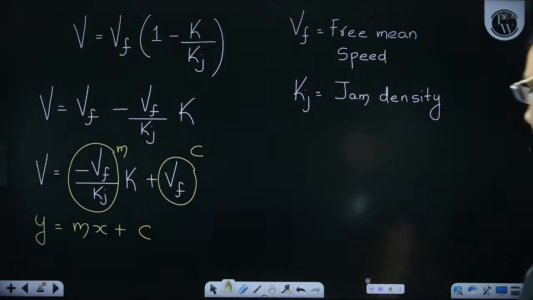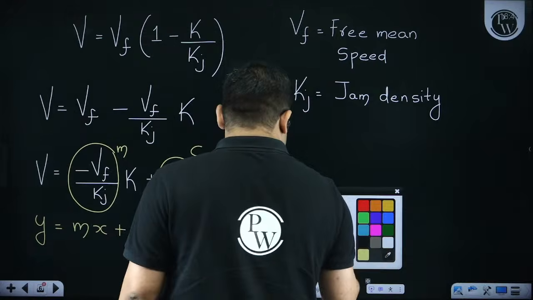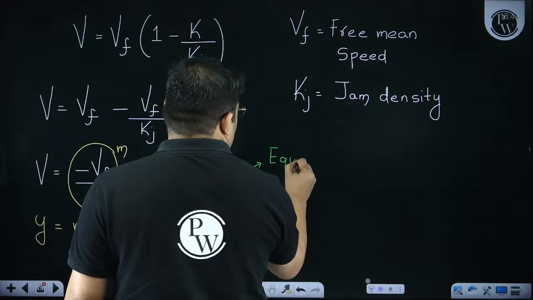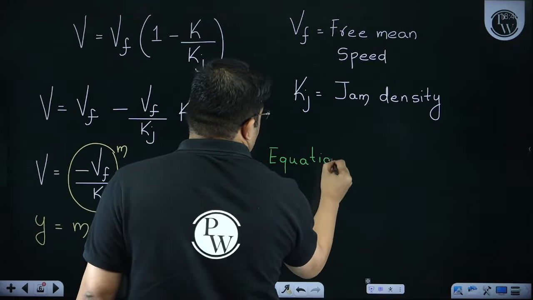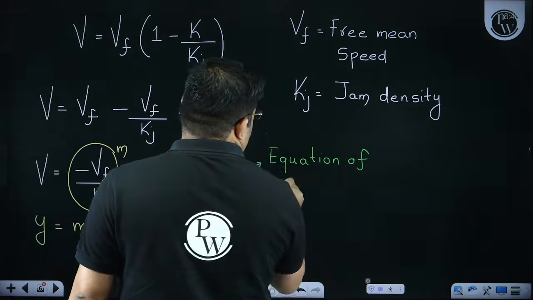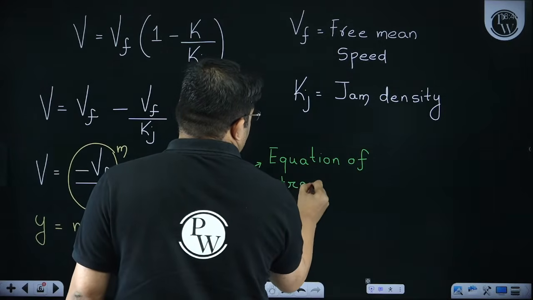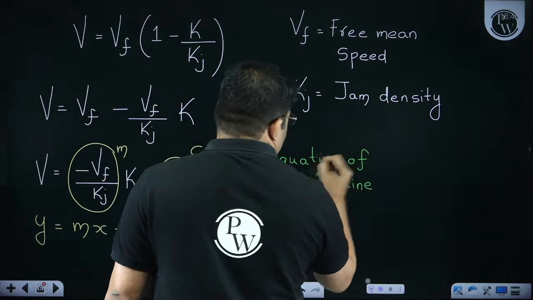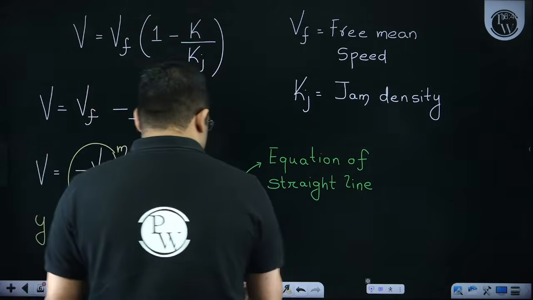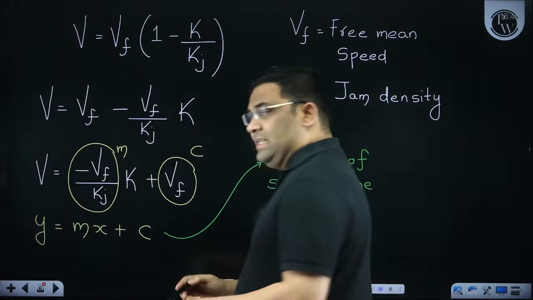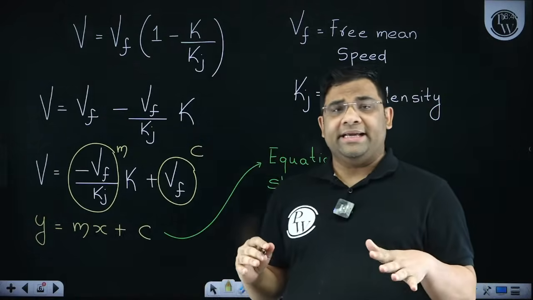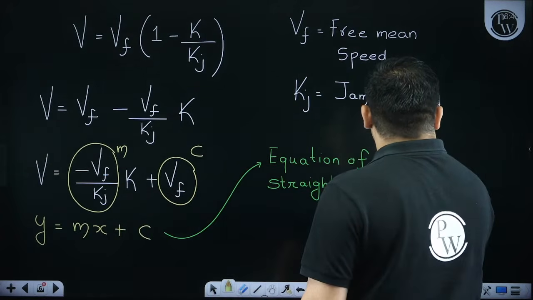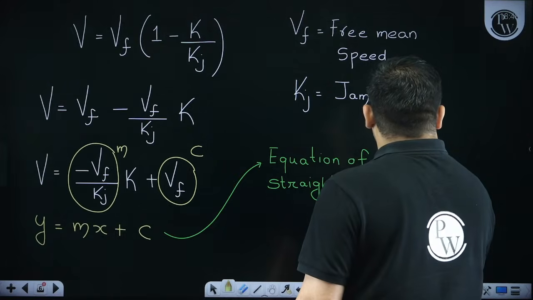Yes, this is the equation of a straight line. So since this is the equation of a straight line, it means what? A straight line represents a linear relationship. So this represents a linear relationship.